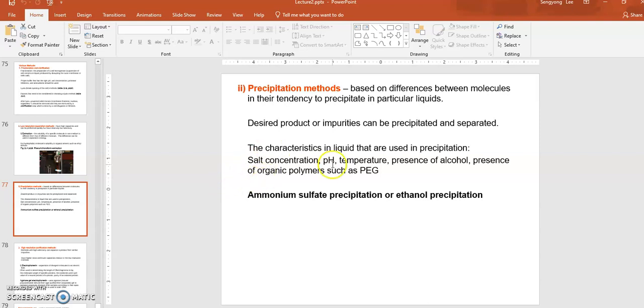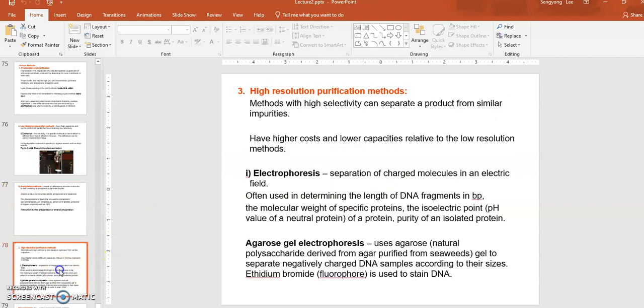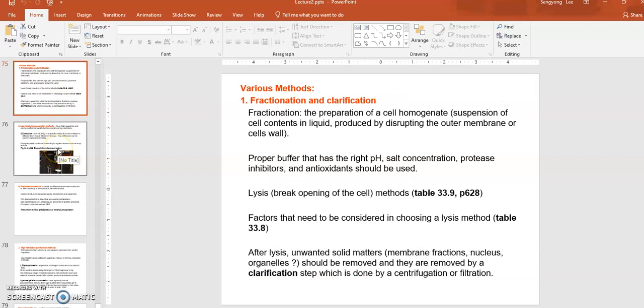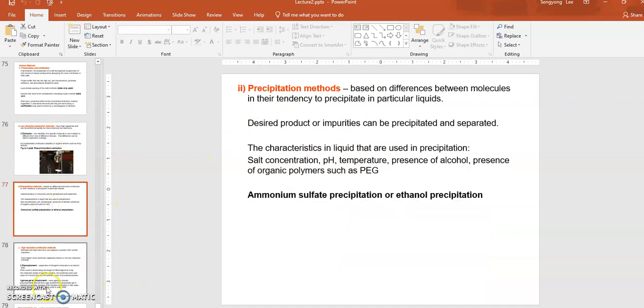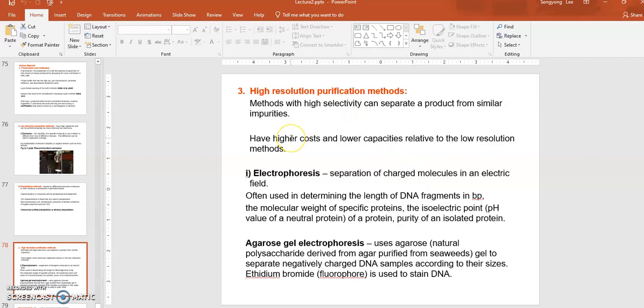You can increase salt, pH, temperature, alcohol, or some organic polymers, and change the precipitating conditions. By doing so, you can remove or capture your molecules. Ammonium sulfate precipitation or ethanol precipitation is well known. So those are 2 examples of low resolution separation methods. What are those again? Extraction and precipitation.